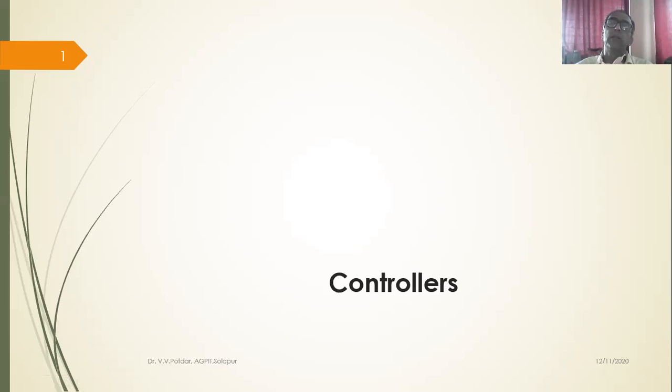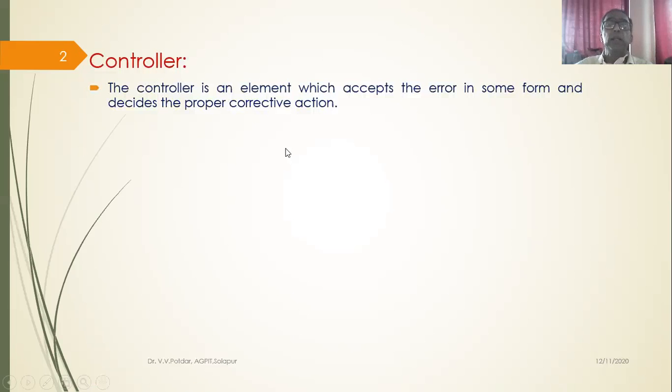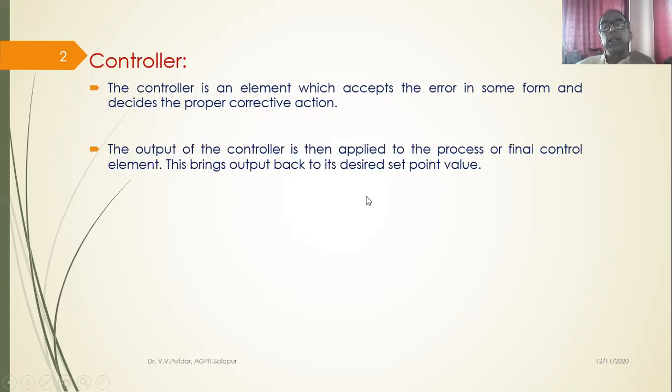Now controllers generate actuating signals, and these actuating signals ultimately act on the process or the system to control the desired parameter. So the role of controllers is very important. The controller is an element which accepts the error in some form and decides the proper corrective action. The output of the controller is then applied to the process or final control element. This brings the output back to its desired set point value. The correction takes place and the desired value of the control variable is maintained.